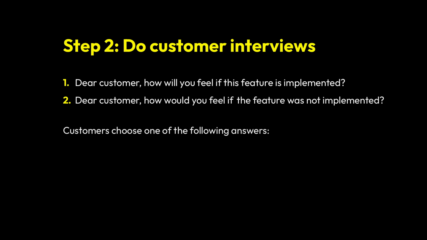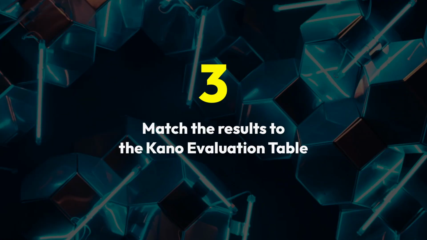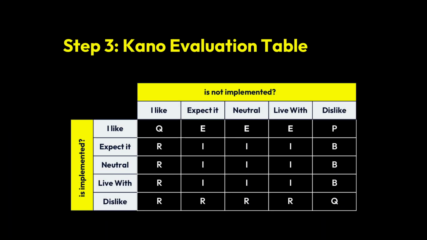Customers will then choose one of the following answers. I like it, I expect it, I'm neutral, I can tolerate it, or I dislike it. So you ask your interviewees these questions with all the different feature ideas you have. Once you have your answers, match the results to the Kano evaluation table.